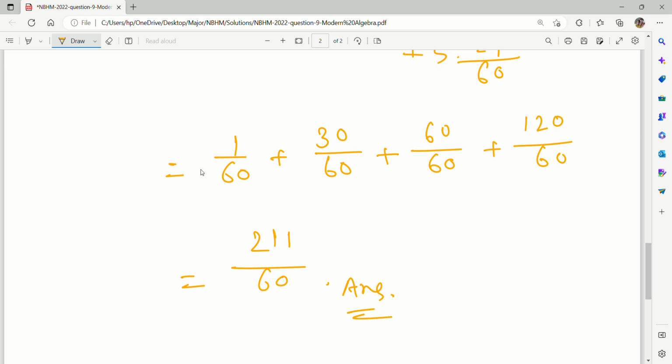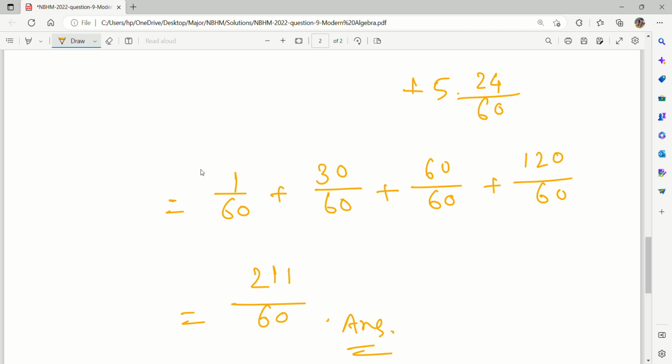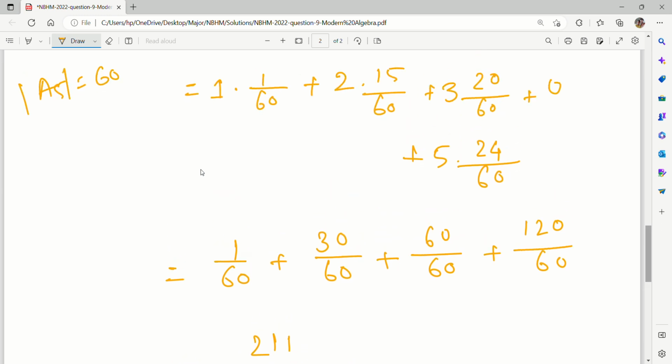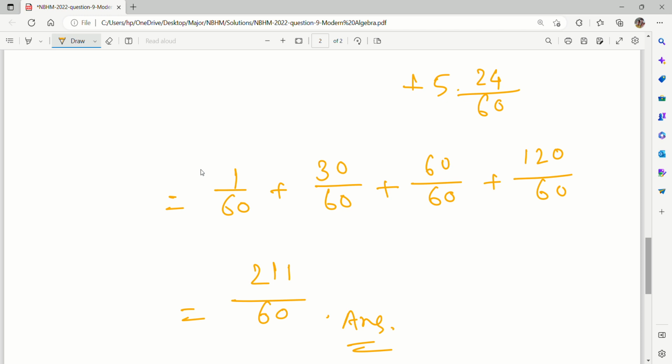I hope this is clear. So this is the expected value of the order.